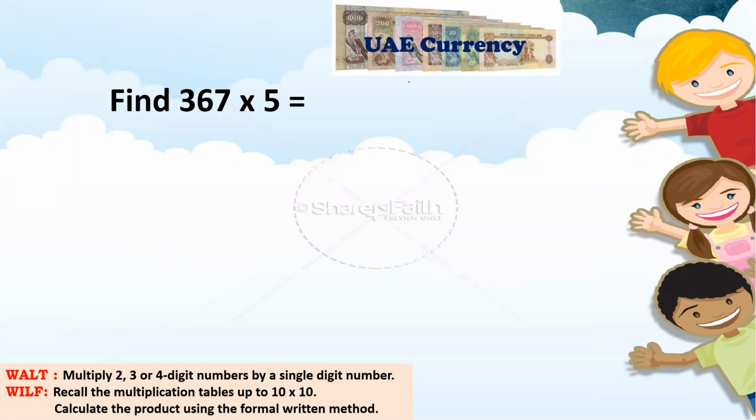So here, find 367 by 5. Table 5 is super easy, so this is going to be super easy for you. So let's find it. Great, our answer here is 1835.